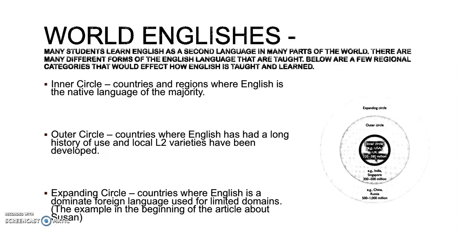And then there's the expanding circle, and this is countries where English is dominant, but it's dominant as a foreign language, and it's used for limited domains. So if you think like a job in the future where people might need to translate and speak to other countries for trading or different businesses, this is where you would learn English to speak to people in different countries, that either in the USA where the majority speaks English, or somewhere like India where they also speak English. And then they kind of use that as a bridge to communicate.